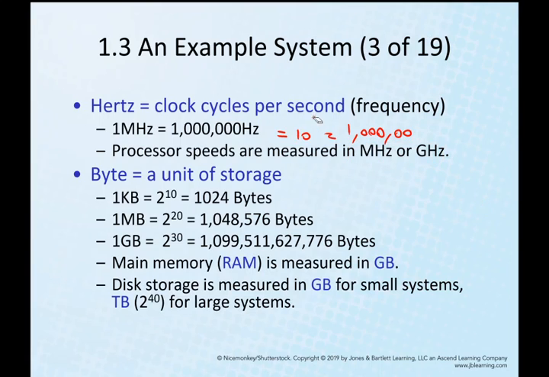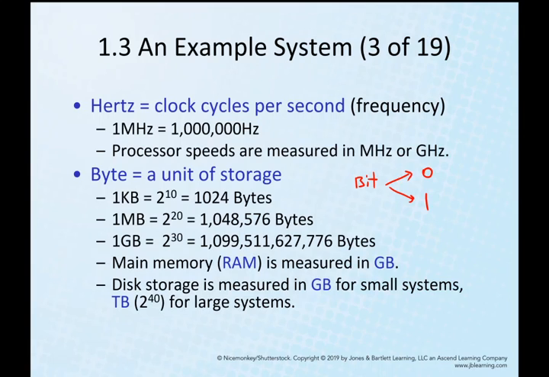Okay, but how can we store some data? We use a unit called byte and bit. What is a bit? Bit is the smallest unit. A bit has two values. It could be either 0 or 1. Bit is 0 or 1.